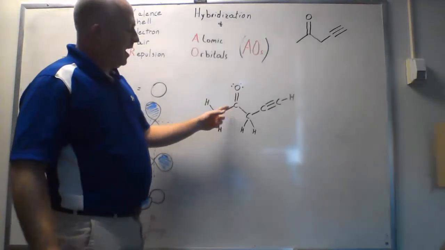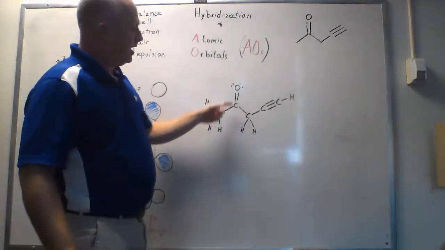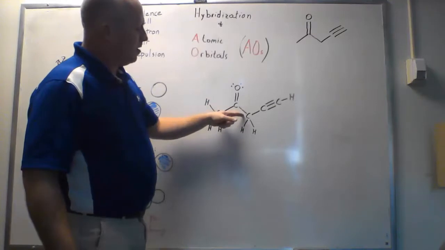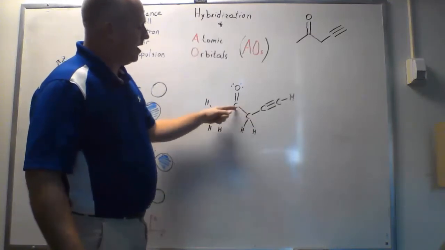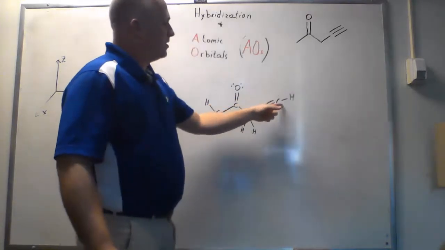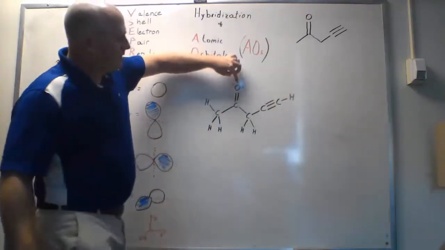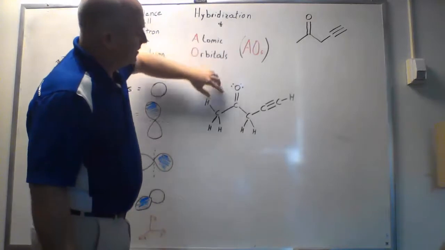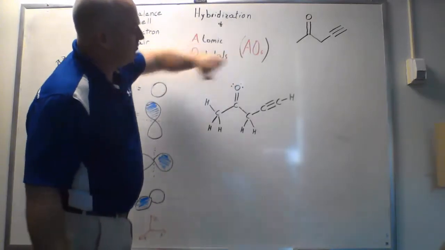This carbon has 3 different bonding areas, an oxygen and these 2 carbons. This carbon has 4 different bonding areas, 2 hydrogens and 2 carbons. This carbon has 2 bonding areas, a carbon on either side. This carbon has 2 bonding areas. This oxygen has 3 areas, 1 for bonds and 2 for lone pairs.